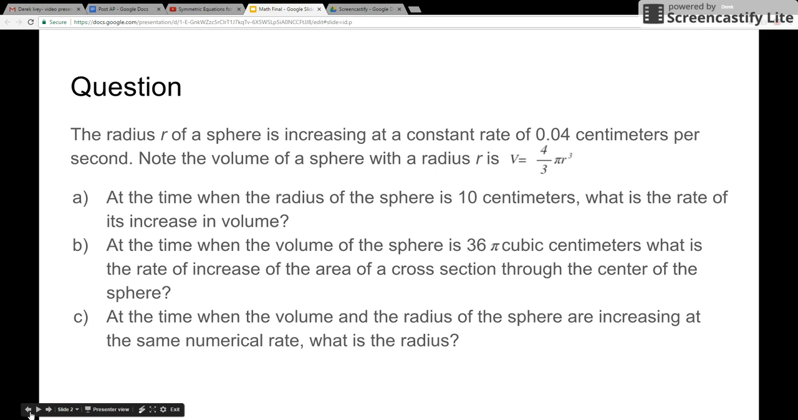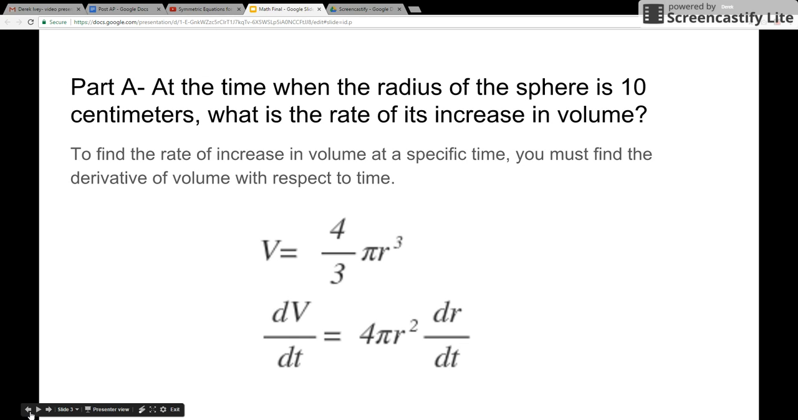Part B is, at the time when the volume of the sphere is 36 pi cubic centimeters, what is the rate of increase of the area of a cross-section through the center of the sphere? And part C is, at the time when the volume and the radius of the sphere are increasing at the same numerical rate, what is the radius?